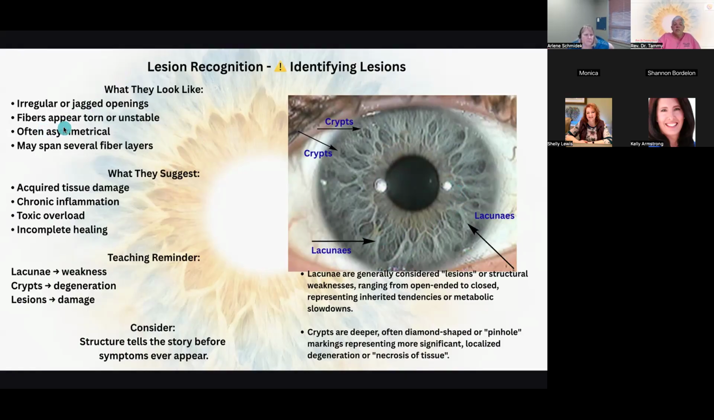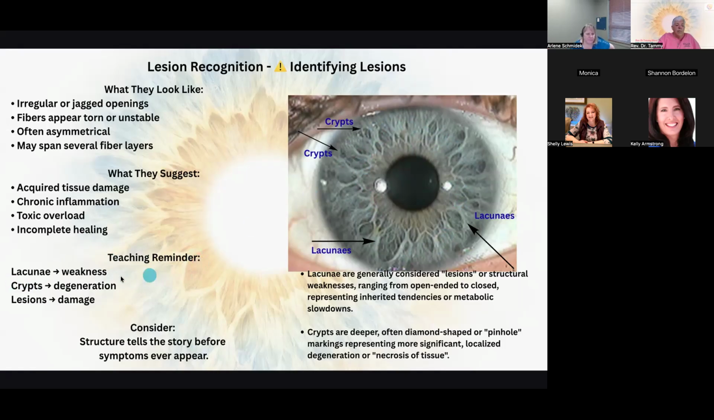These are fibers that appear torn or unstable. They're often asymmetrical. They may span several fiber layers. What they suggest is acquired tissue damage, chronic inflammation. So see how it's white? This is inflammation in this particular eye. A lot of white going on here. So their tissues are breaking down, and they really need some help.